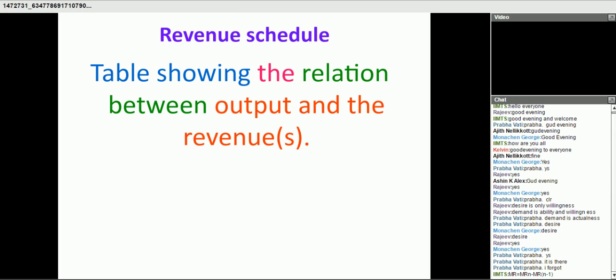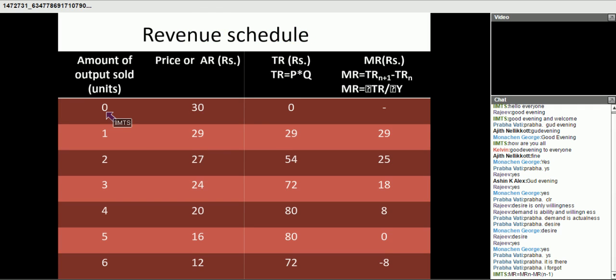Okay, now there is a revenue schedule given. First we'll have a table and then we'll have a graph. So that shows the relation between the output and the revenue. So here it is. This is the amount of units sold, the price, and then total revenue, and then marginal revenue. Okay, so let's see it in detail. The price or the average revenue for 0 units is 30. Now is it correct or is this wrong?